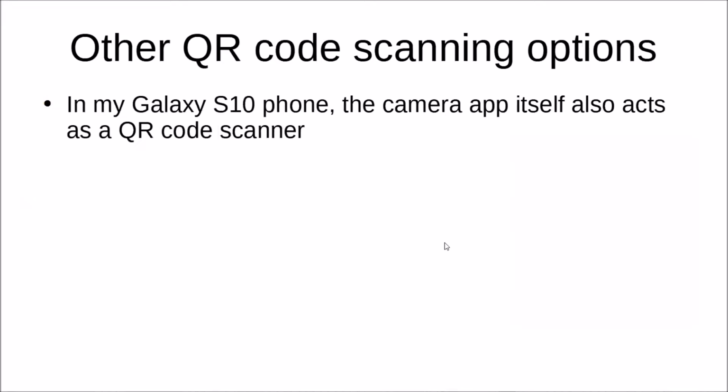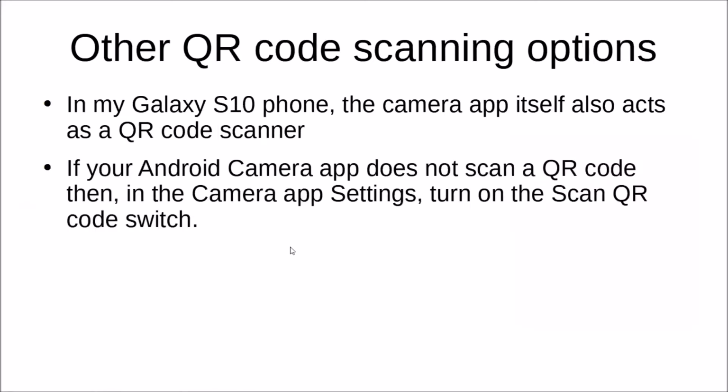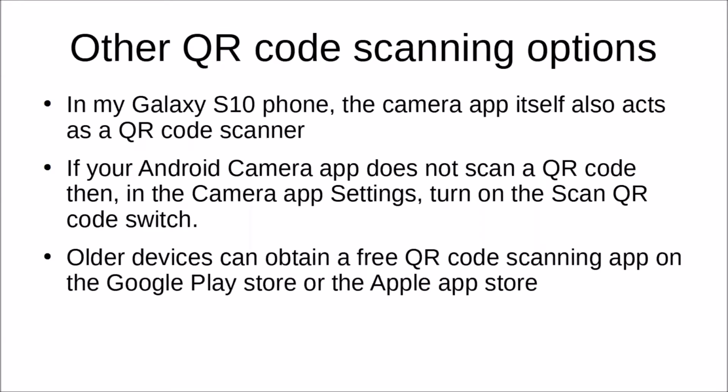In the S10 phone, the camera app itself also acts as a QR code scanner. And if your Android camera app does not scan a QR code, then in the camera app settings, there's a switch also to turn on the scan QR code capability. Now, having said that, this applies to Android 11 and 12. Further back, you probably don't have that capability. So older devices can obtain a free QR code scanning app on the Google Play Store or the Apple App Store.